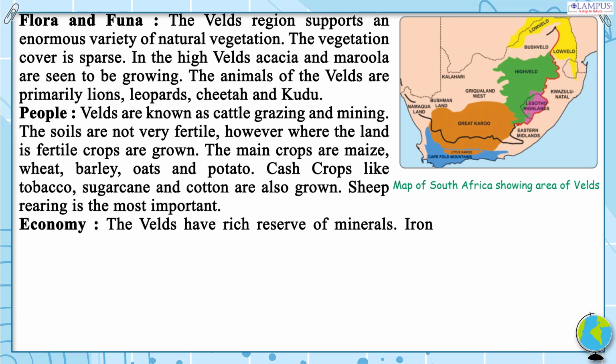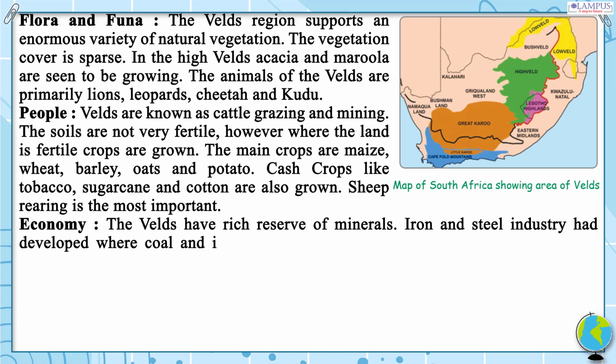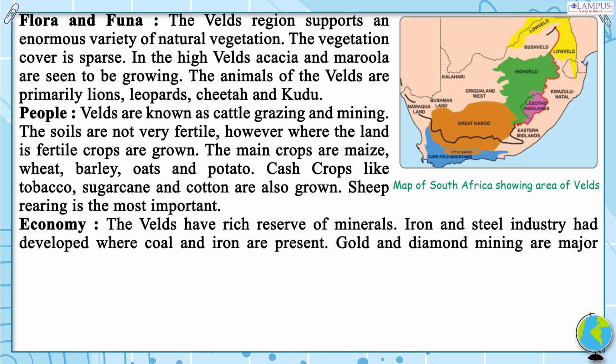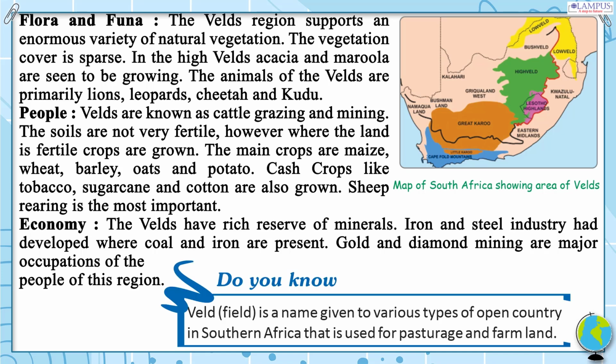Economy. The velds have rich reserves of minerals. Iron and steel industry developed where coal and iron are present. Gold and diamond mining are major occupations of the people of this region. Do you know, veld, field, is a name given to various types of open country in southern Africa that is used for pasturage and farmland.